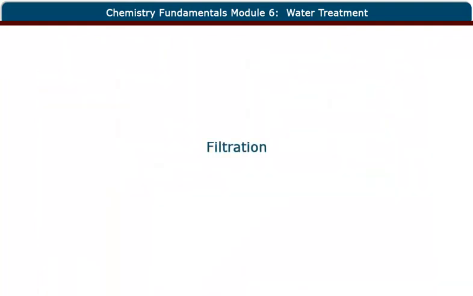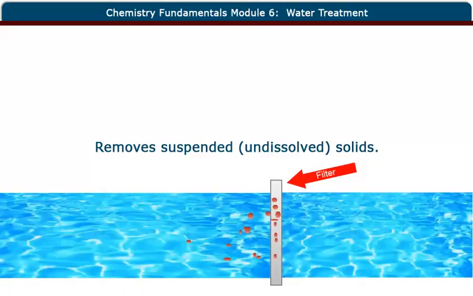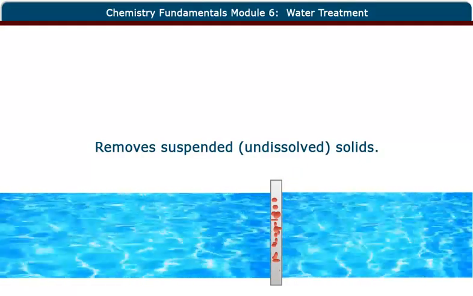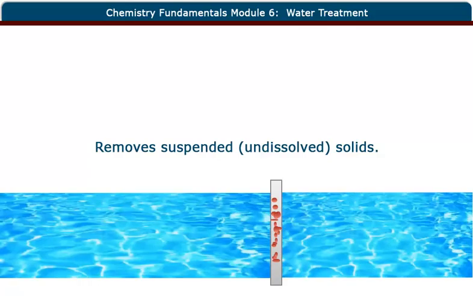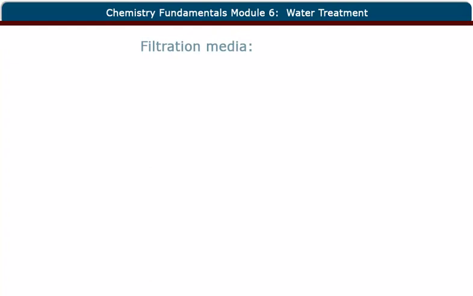Filtration. Now, we've probably all experienced using some kinds of filters in our lives: coffee filters, tea bags, your air conditioner filter. A filter's job is to remove suspended or non-dissolved solids from the water. When we process water, the filtration process is usually one of the first processes the water goes through. Here are the 5 types of filtration media you'll need to know for this course.